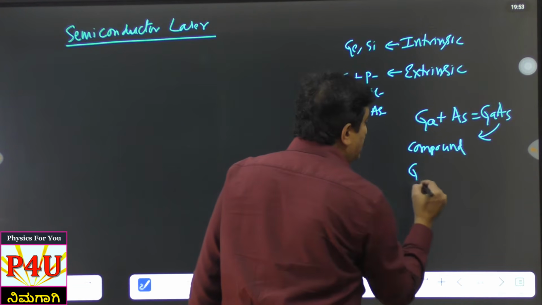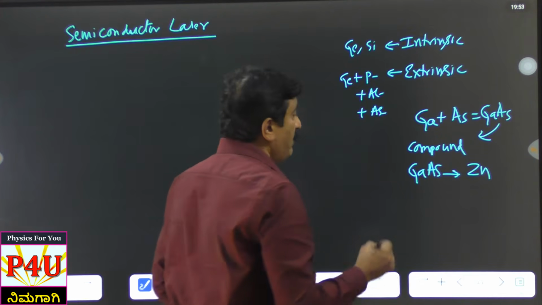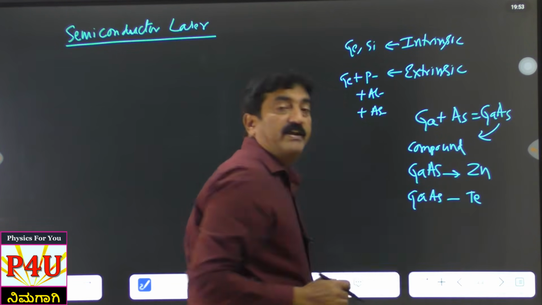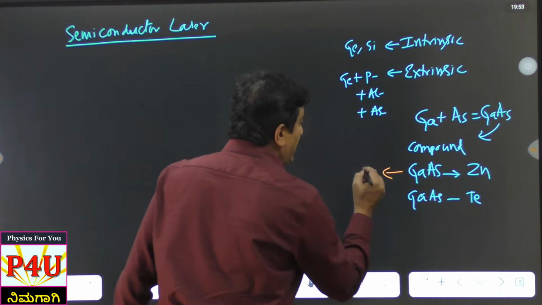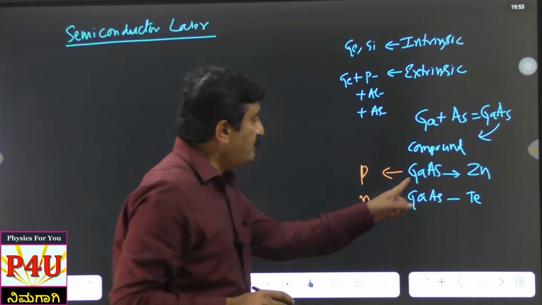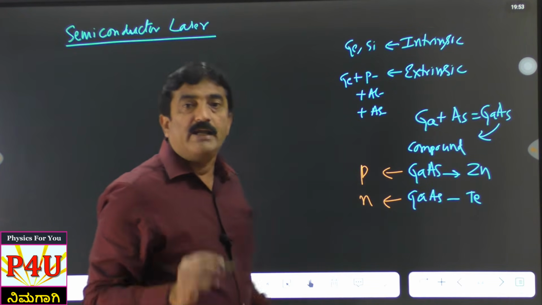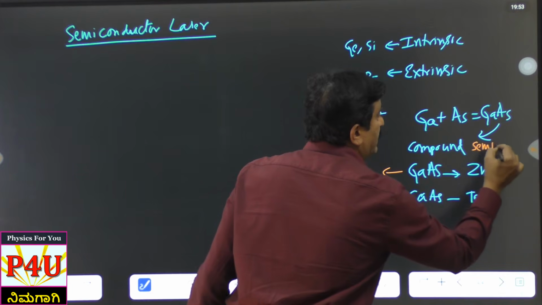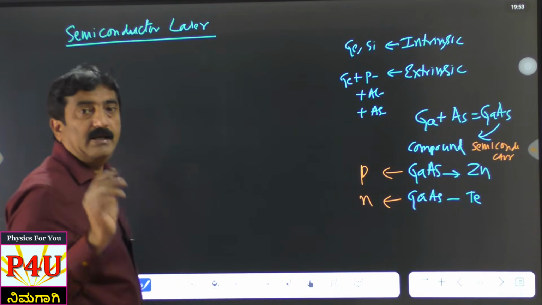And this gallium arsenide, when it is combined with zinc, we get P type. When this gallium arsenide is doped with tellurium, we get N type. So this is a P type semiconductor. This is a N type semiconductor. So P-type gallium arsenide, N-type gallium arsenide are obtained by doping with zinc and tellurium. And these compound semiconductors are used in the fabrication of semiconductor laser.